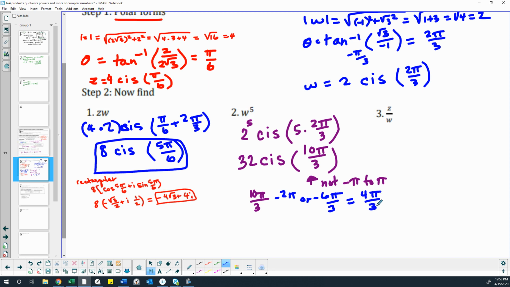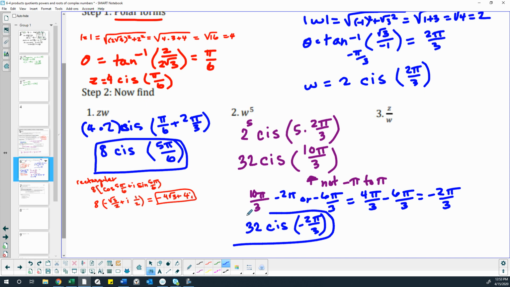That is still over pi, isn't it? So I guess we should go again. Coterminal by subtracting that again, so negative 2 pi over 3. Now that fits in our negative pi to pi for our argument. So 32 times cosine plus i sine of negative 2 pi over 3. There's our polar form.